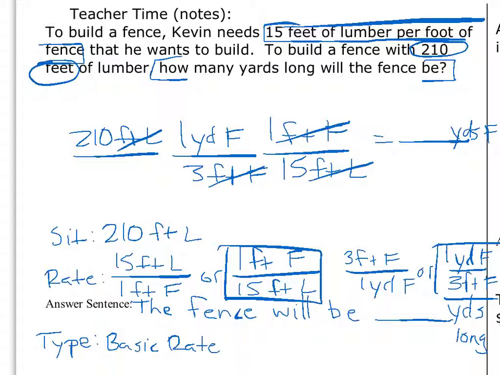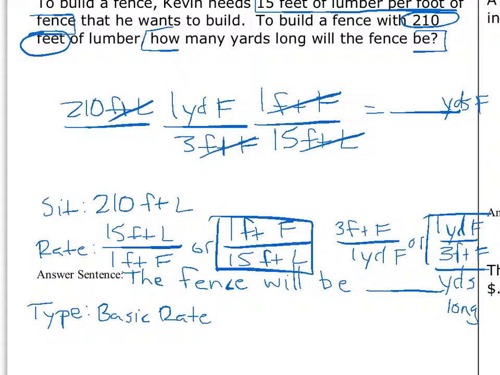So this was almost a basic rate problem, but what did we have to do in the middle? Kevin. Perfect. Yep. So we had to convert units in the middle. So this is a basic rate problem with that sneaky unit conversion. So this type of problem is a basic rate with unit conversion.